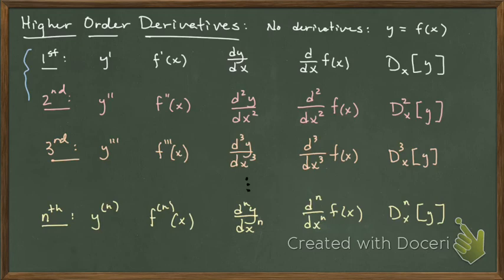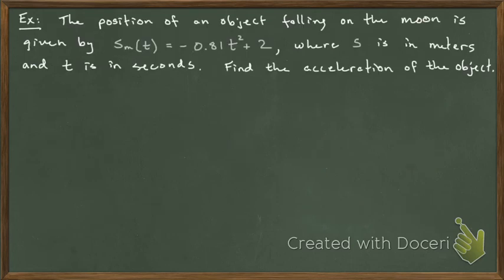Actually, in the first case, right now, let's look at an example here. Let's say the position of an object falling on the moon, S subscript m, the position on the moon as a function of t, of time, is minus 0.81 t squared plus 2. That indicates I've dropped it from an initial height of 2. S here is given in meters, and t is in seconds. What I'm interested in is finding the acceleration of this object that's falling on the moon.